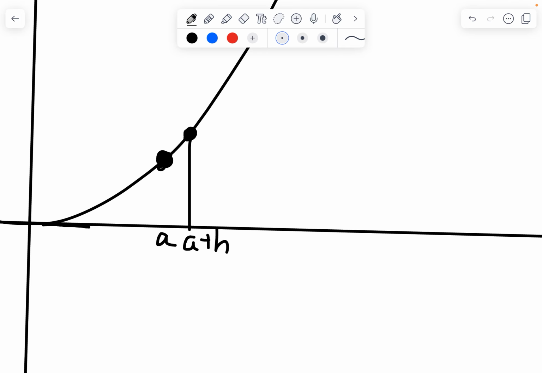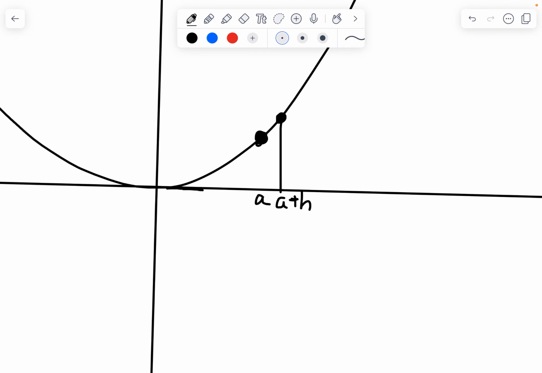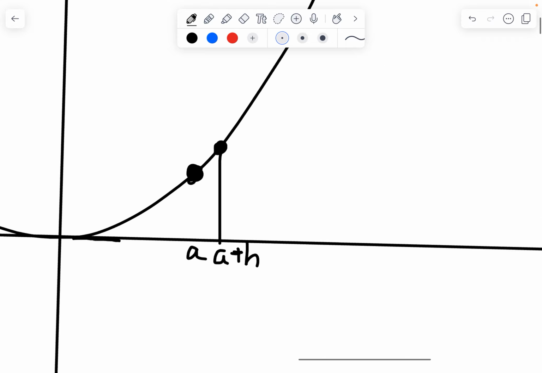And if you're asking yourself, what is h? H is a limit that tends to 0. And what that means is, in all practicality, it is 0, because the distance between these 2 points is so small that the x values do not change, right?